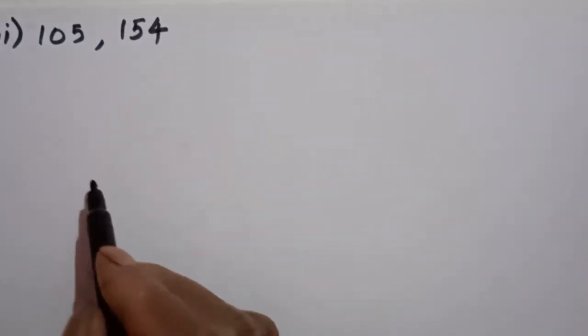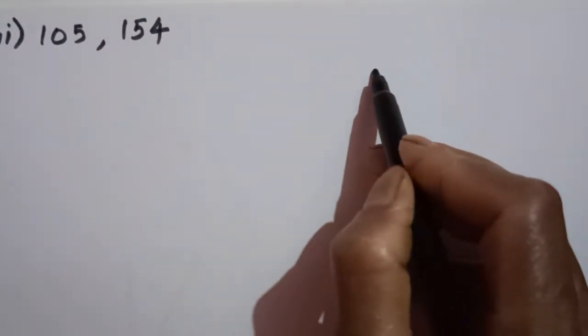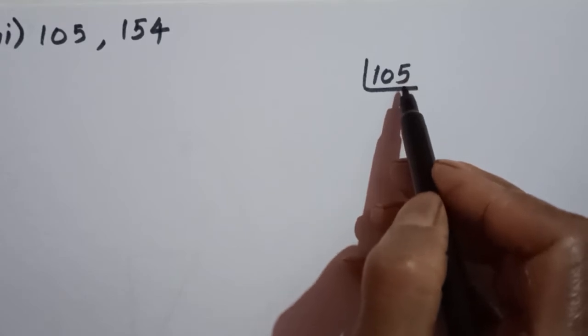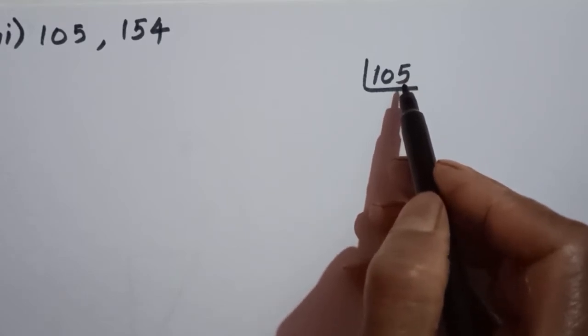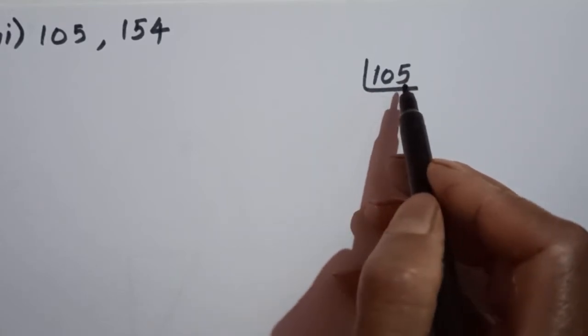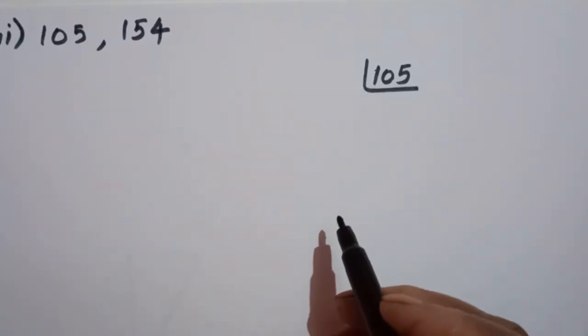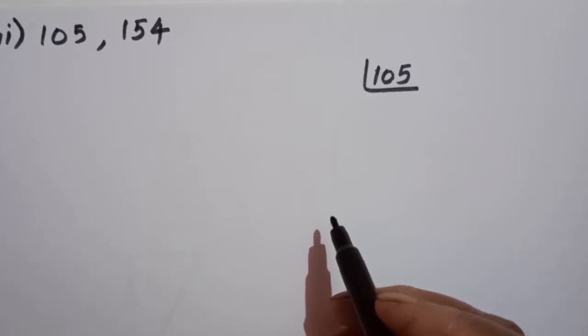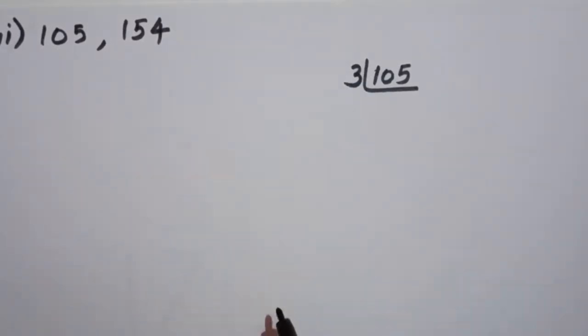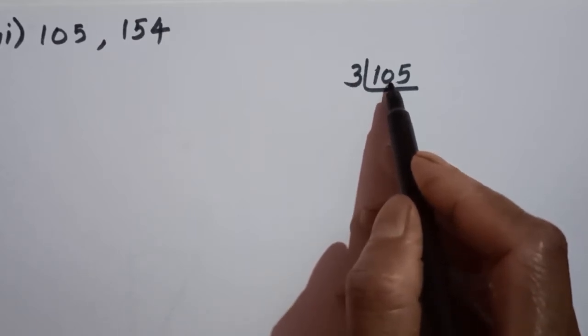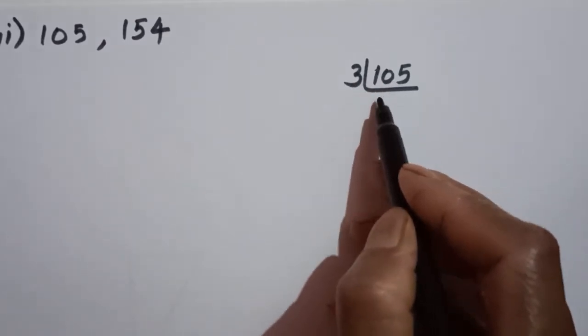105 and 154. So first of all 105, factorization. It doesn't go in the table of 2 because the last digit is 5. So check it for 3. Yes, 5 plus 0 plus 1 is 6, and 3 twos are 6. 6 is divisible by 3, so we can put 3 here. The first number is smaller than 3, so we'll take one more number, that is 10. 3 threes are 9.